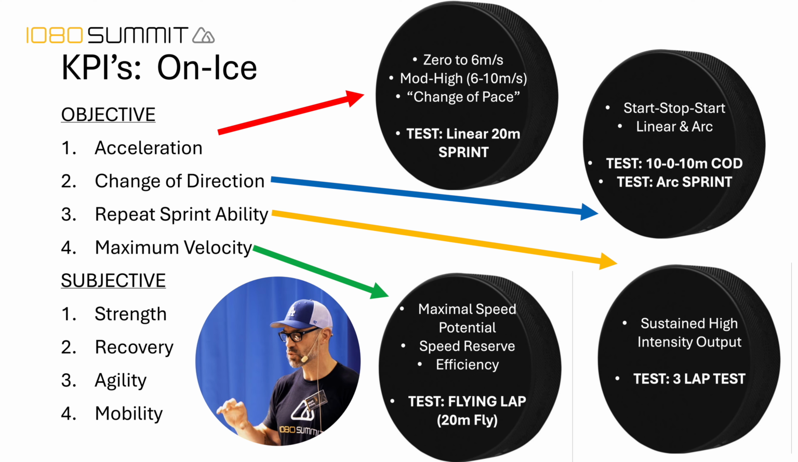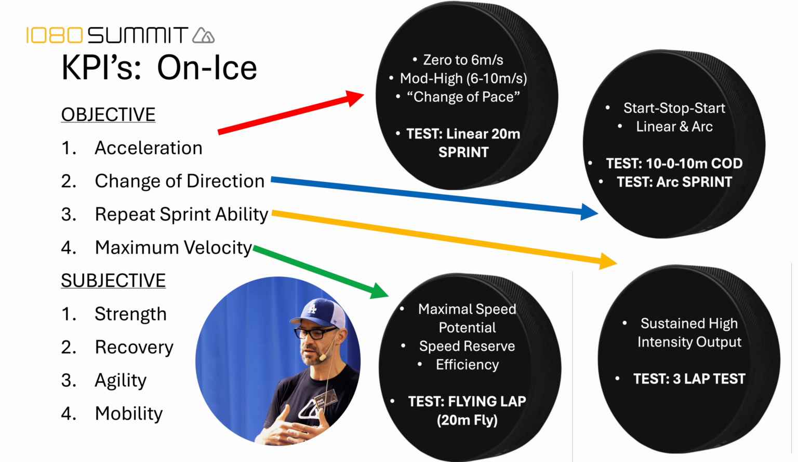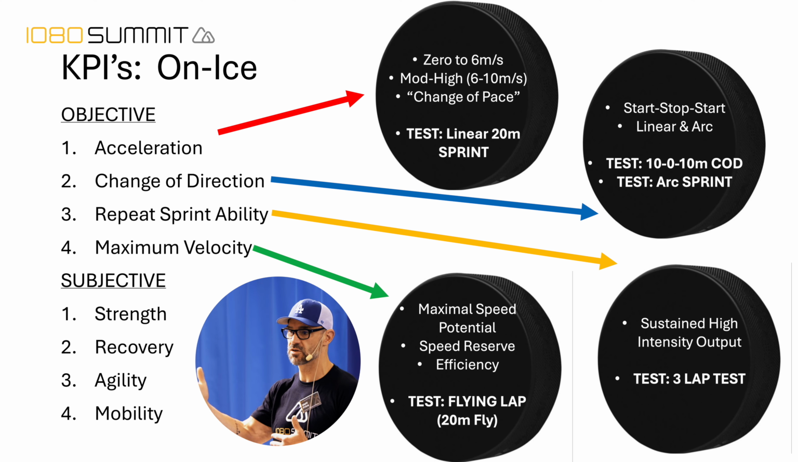And the max velocity for us, really just looking at their max speed potential. Like I said, games don't move at that type of speed, but we want to understand what that capacity is, and we want to know what their speed reserve is. We just simply do a flying lap. A 30-meter sprint, we're getting very close, but unfortunately, with a hockey rink, it's only 200 feet long.